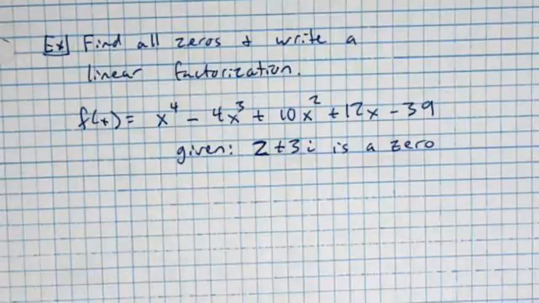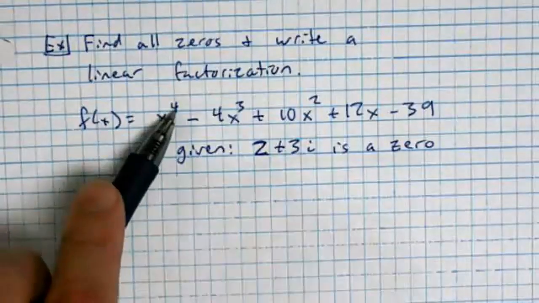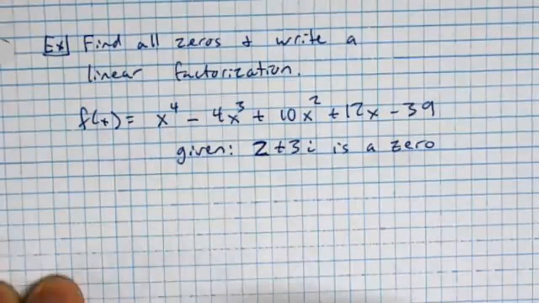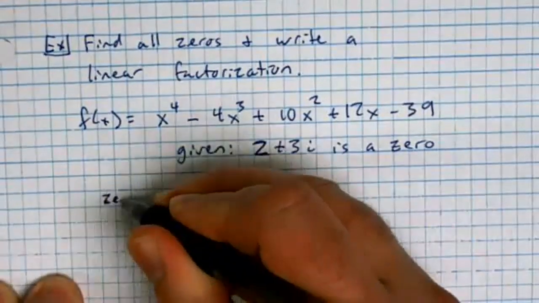So we've got a polynomial. I'm giving you one of the zeros. How many zeros are there altogether? 4th degree polynomial. There's got to be 4 zeros. And we know what one of them is. In fact, we know what 2 of them are based on the complex conjugates rule. Right? So let's go ahead and start writing this out.